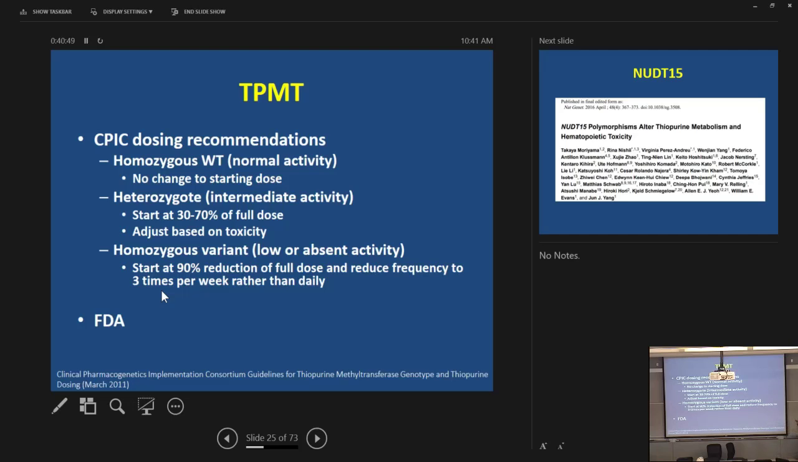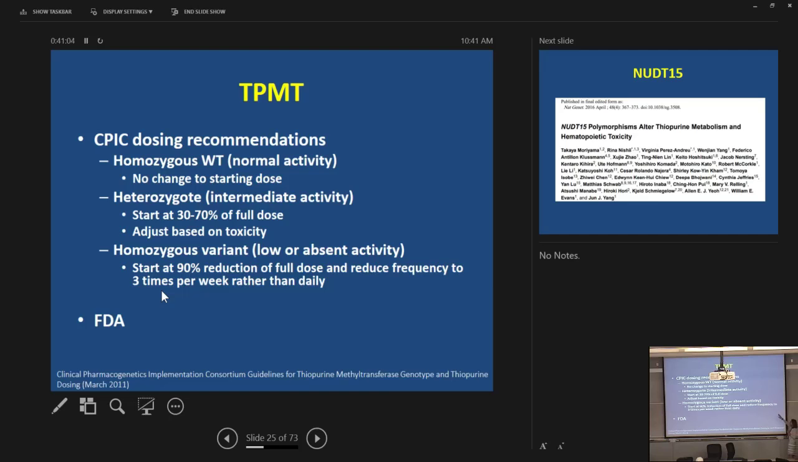I'll tell you for thioguanine, typically we do 30 to 50% of the dose instead of going all the way up to 70. But if you just did anywhere between 30 and 70, it would be appropriate.